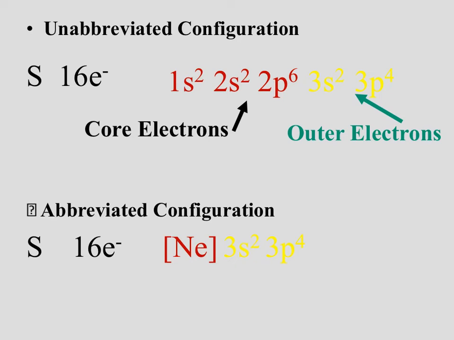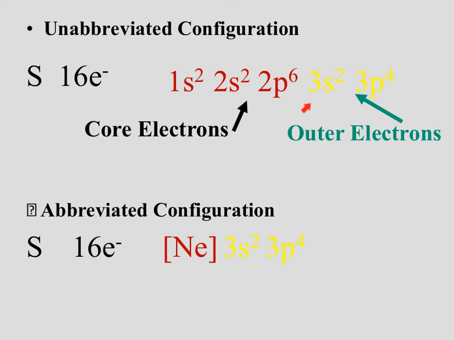Next, we're going to look at the unabbreviated configuration and also the abbreviated configuration for sulfur. Sulfur is number 16 on the periodic table, so it has 16 electrons. Unabbreviated, 1s2, 2s2, 2p6, and then 3s2, 3p4. You can see here I talk about core electrons and then outer core electrons. So the core electrons are the ones that are closest to the nucleus.